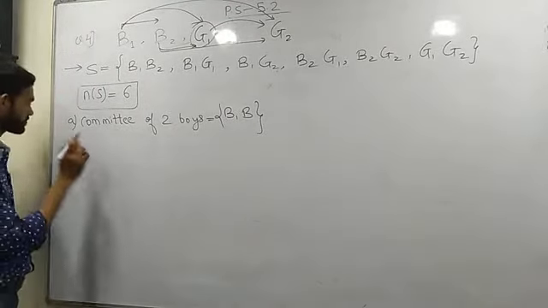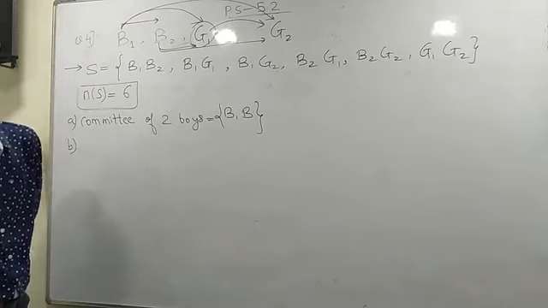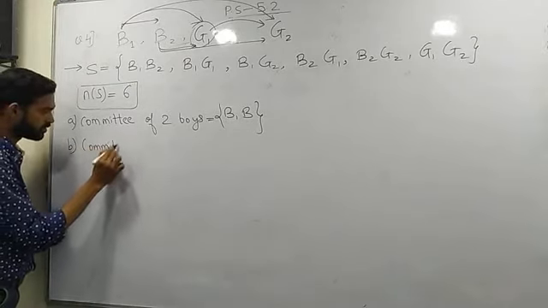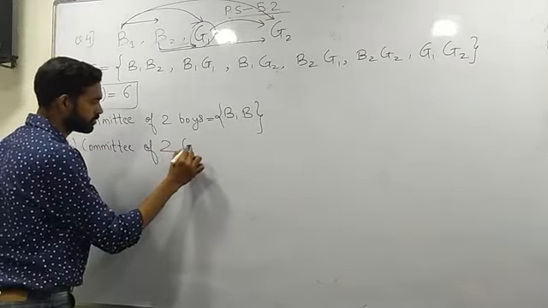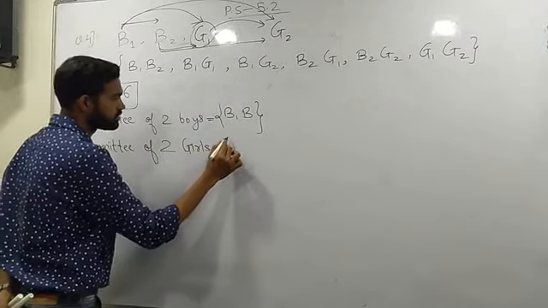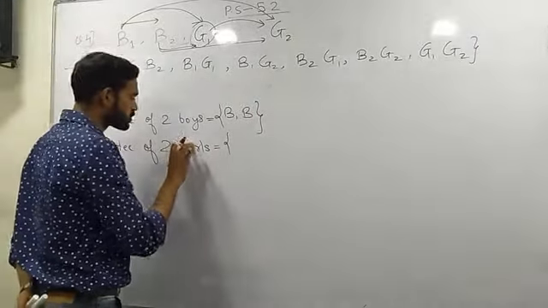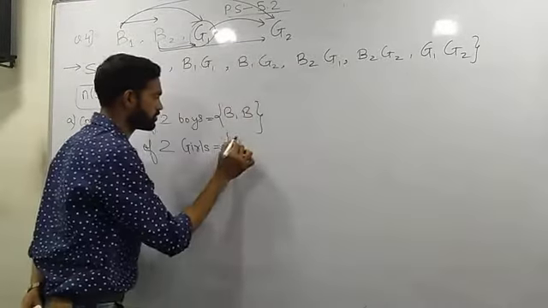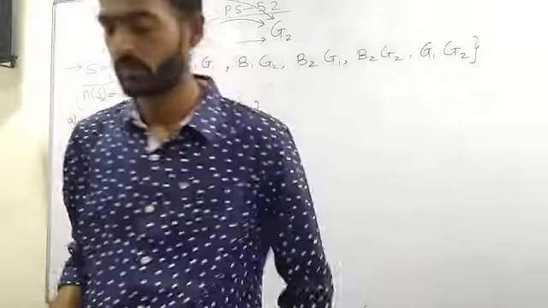Right? Next, B. What does this question say? Committee of 2 girls. So is there any committee where we are getting 2 girls together? Is there any? Yes. G1, G2. So we'll write here G1 and G2. Clear all?